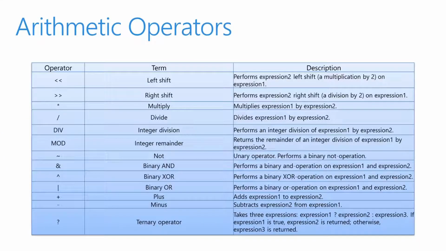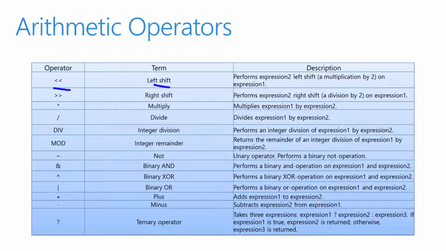Let's now take a look at some arithmetic operations. So the first one we have is known as a left shift, and as you can see, it is noted by the 2 less than signs in successive order. So the left shift is simply a multiplication by 2 on expression 1. So if we had something like 1 followed by my left shift operator and then a 4, it means to perform 4 left shifts on the value of 1, which is 4 multiplications of 2. So 1 times 2 times 2 times 2 times 2, which would have a value of 16.